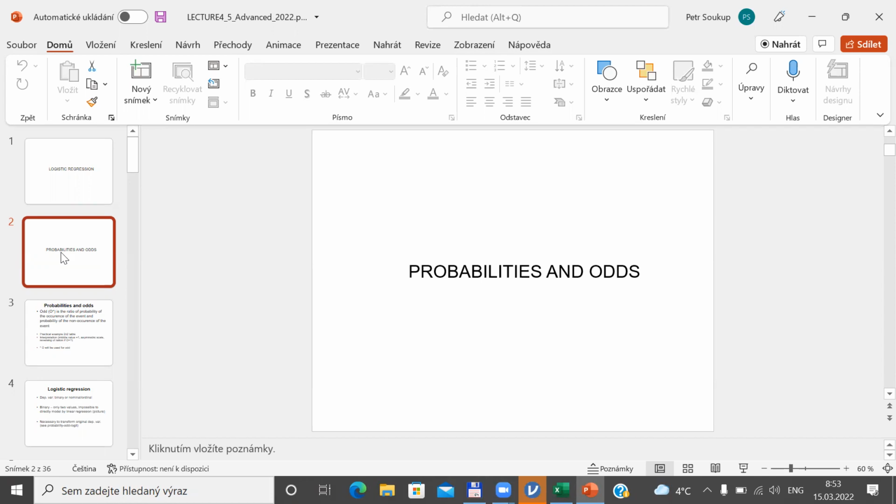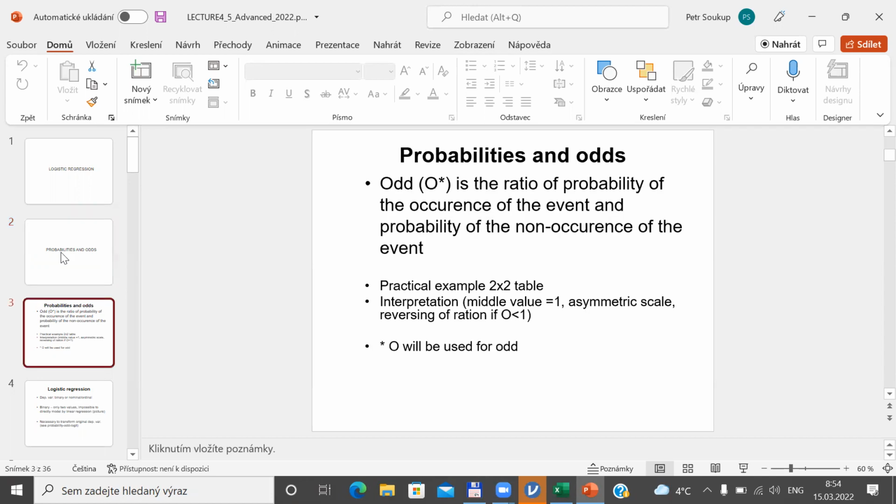So that's why we can also use the English general language term, which is odd. So here we are, and let's discuss theoretically and also practically about probabilities and odds.